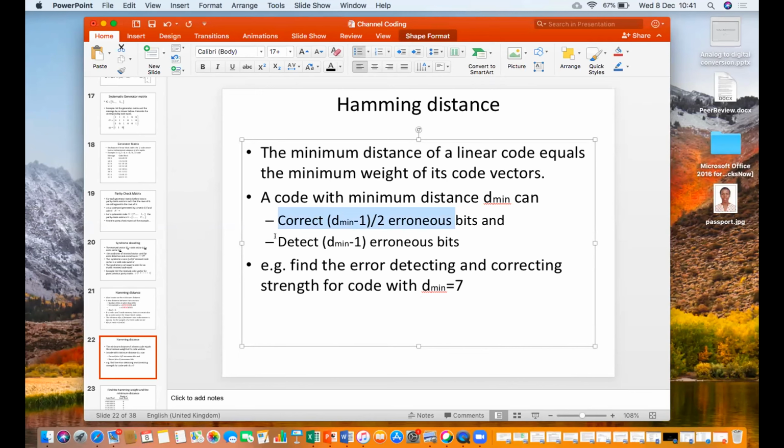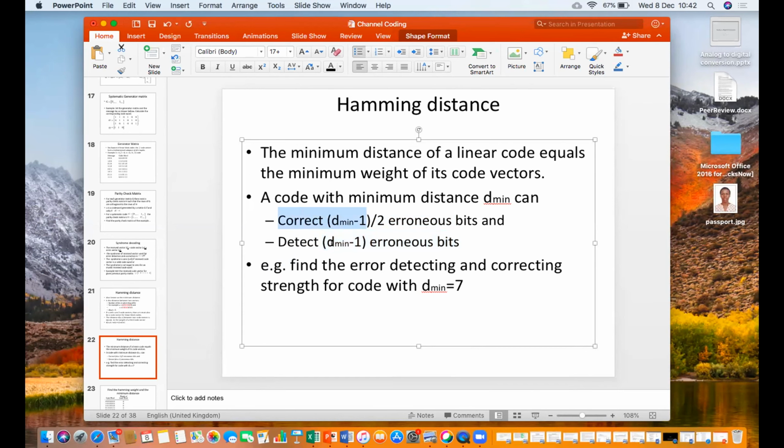you'll be able to detect the errors. So you have detected the errors. Let's say you have five errors. Then you attempt to correct the errors. Sometimes you are not successful in correcting all the errors. So that's what this equation is basically saying, that you are able to detect d min minus one errors. But unfortunately, you can only correct (d min minus one) divided by two errors.